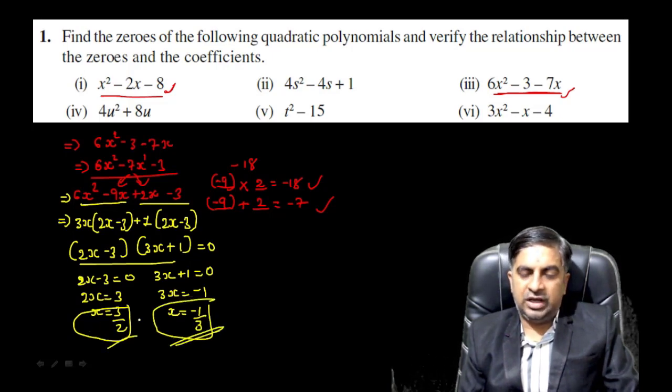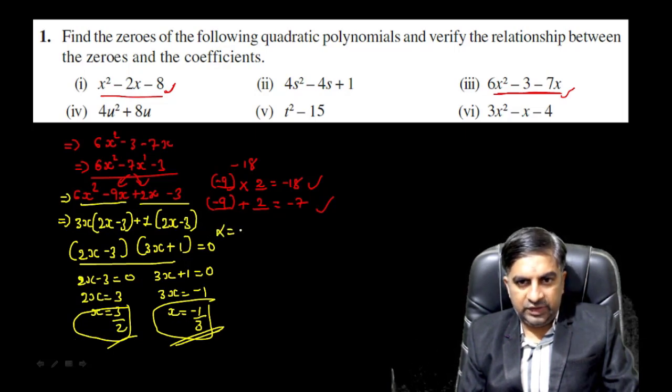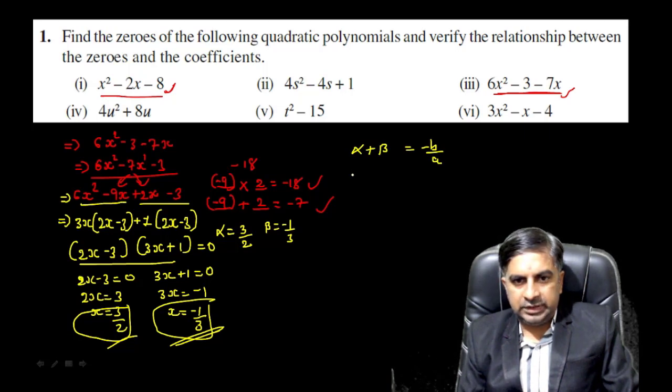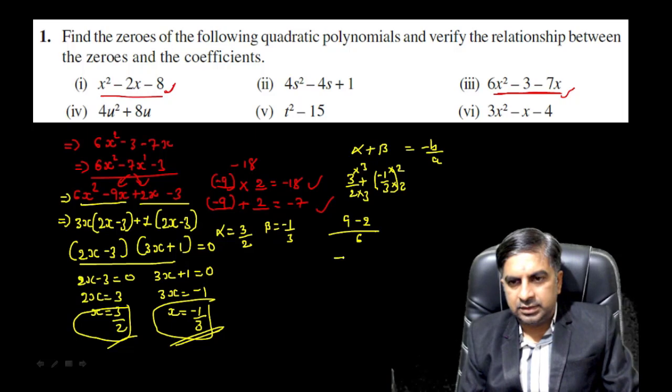So this one is your alpha, this one is your beta. Let me write it down. Alpha is 3 by 2, beta is minus 1 by 3. Now we need to check the relationship. Again, alpha plus beta should be equal to minus b by a. So let us see, 3 by 2 plus minus 1 by 3. And we need to find the LCM, 3 into 3, 3 into 2, 2 into 3. So 9 minus 2 by 6. So here you are getting 7 by 6.